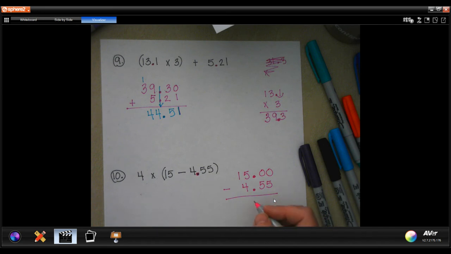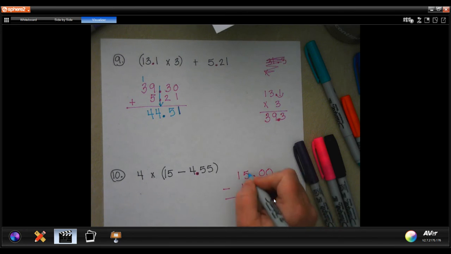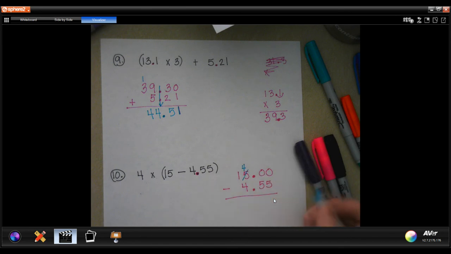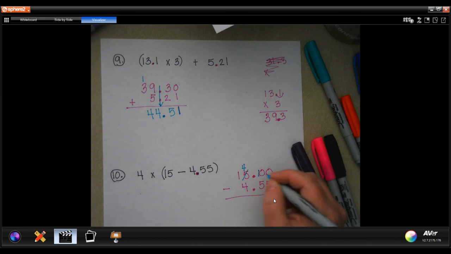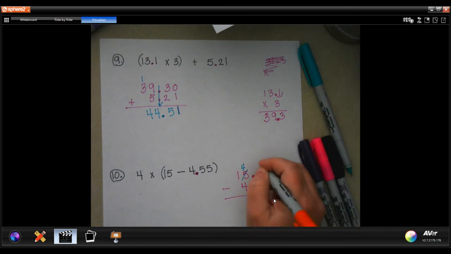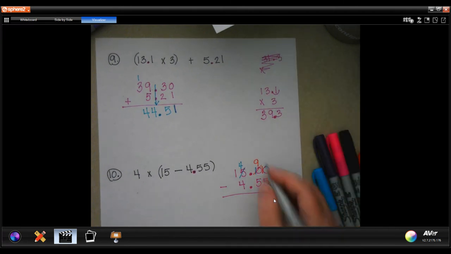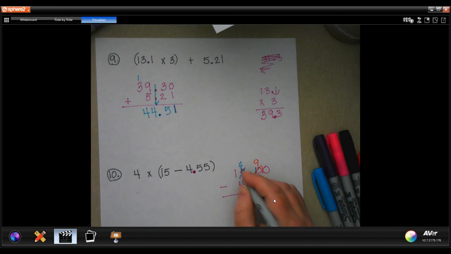I'm going to grab a different color, and I can't take 5 away from 0, so I got to borrow, but I can't borrow from 0, so I got to go all the way over to 5, make it a 4. That makes this one a 10. That 10's not all the way over here yet. It's right here. So I'm going to grab a different color still, and I'm going to cross that out, and make it a 9, and then this one becomes a 10. All right, so now I have 10 minus 5, which is 5. I have 9 minus 5, which is 4. And I have 4 minus 4, which is 0, and bring down my 1.